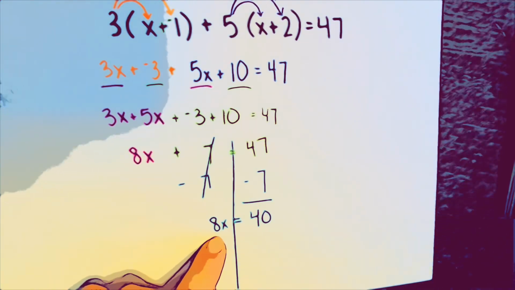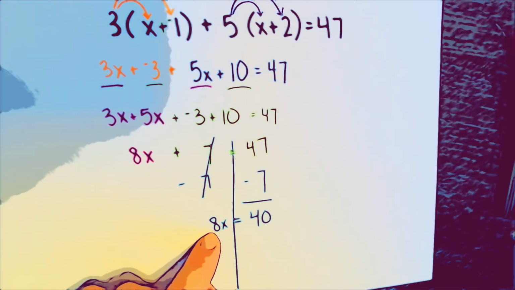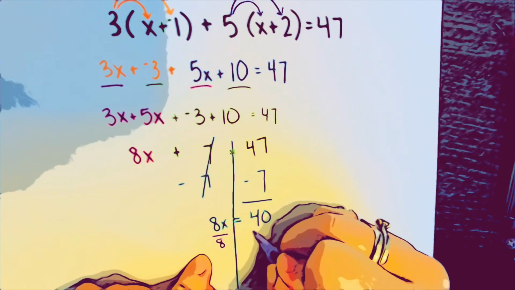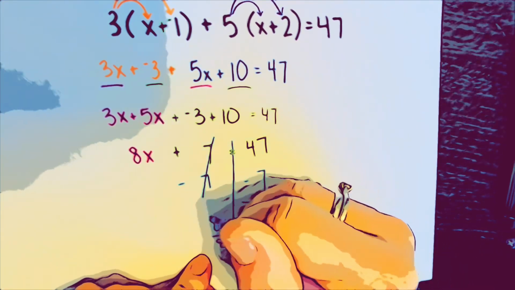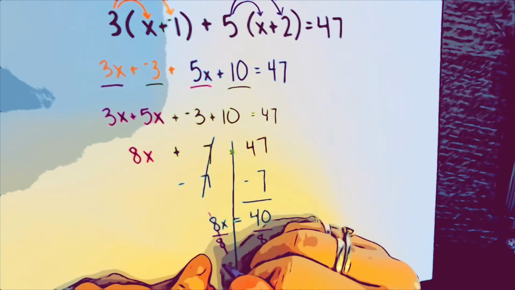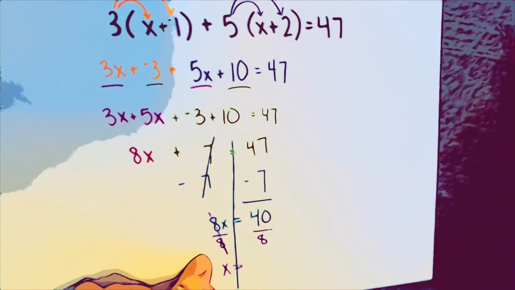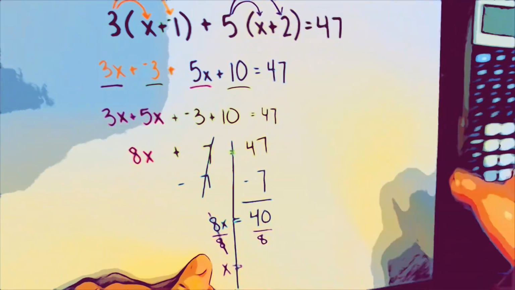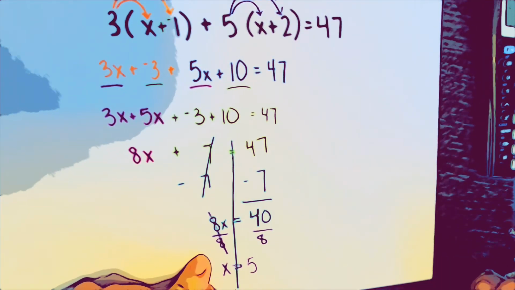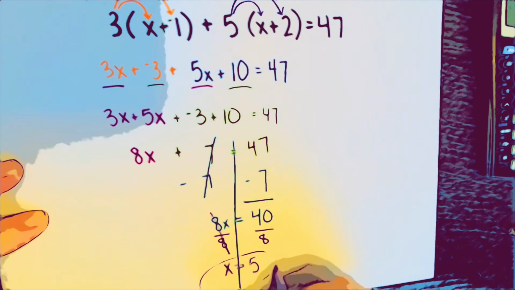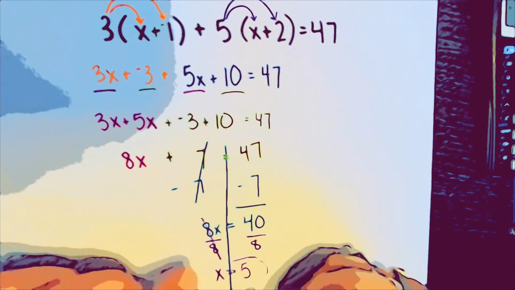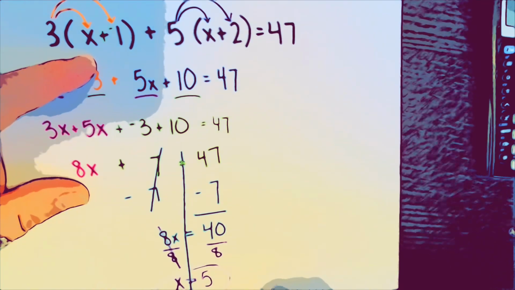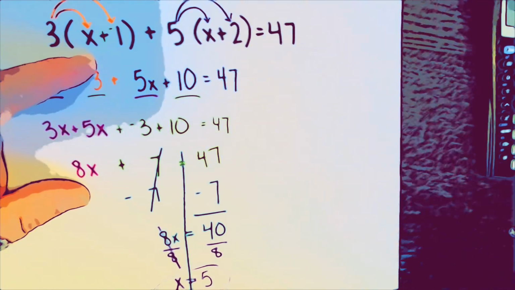X is being multiplied by 8. The opposite of multiplying x by 8 is dividing x by 8. So if I divide by 8 here, I divide by 8 here, the 8's cancel themselves out, and they leave me alone with x equals 40 divided by 8. Is positive 5? X equals 5. You know what I'm going to do next? Come along, my friends. Wherever there's an x in our original equation, we are going to replace it with the number 5.